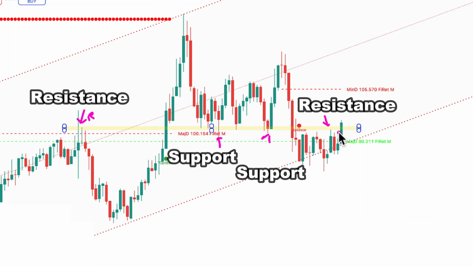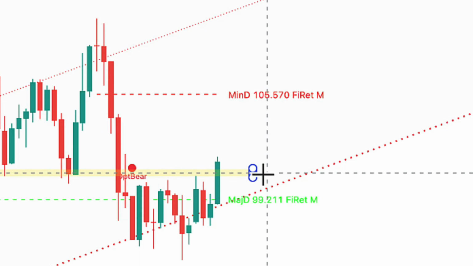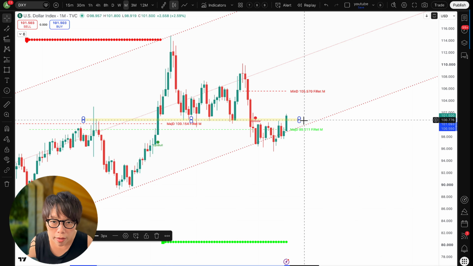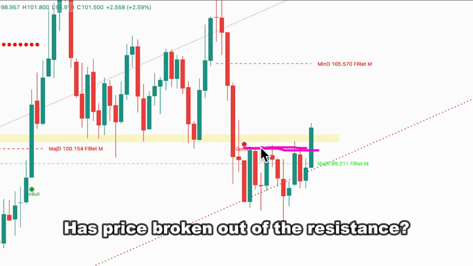It seems that near the end of the month, based on this month's candle, the dollar is going to break out of that key level, and the key level is none other than this magical level, which is about 105. Now the second is, on closer inspection, has price broken out of the resistance here?